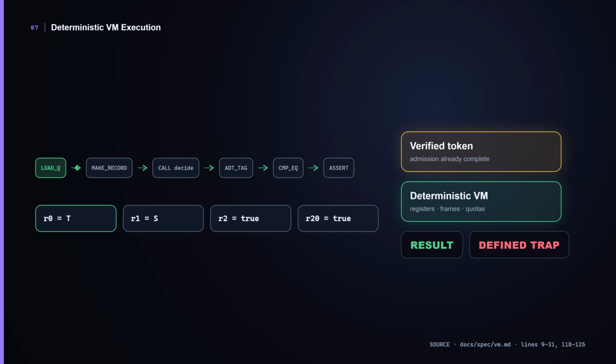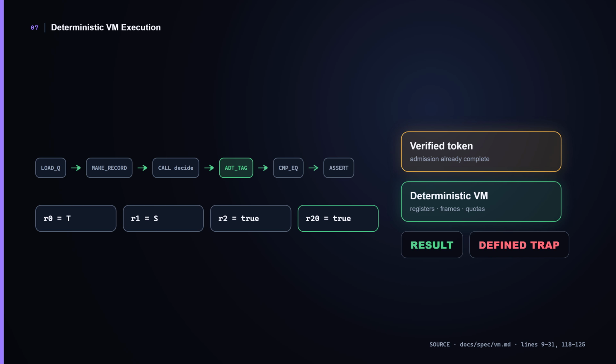Once admitted, SemCode enters the semantic virtual machine. The VM is register-oriented, manages call frames, enforces runtime quotas, and reports failures explicitly. Determinism is defined against the same verified artifact, execution configuration, and entry function. The broader rerun invariant also includes the same capability context and input stream.